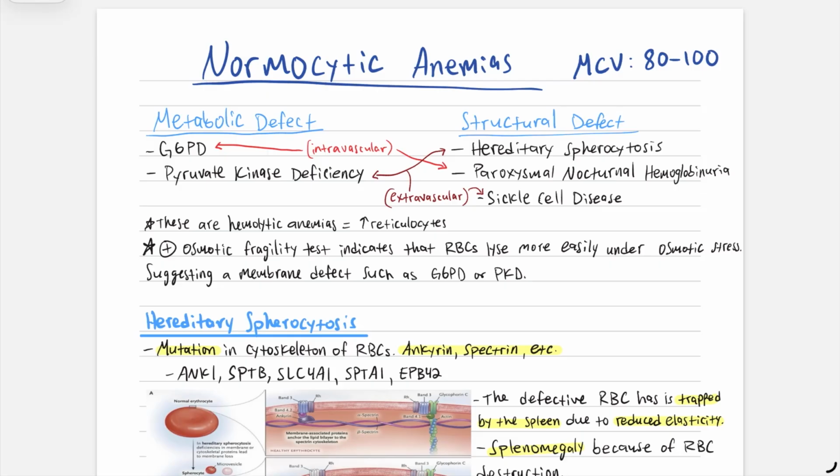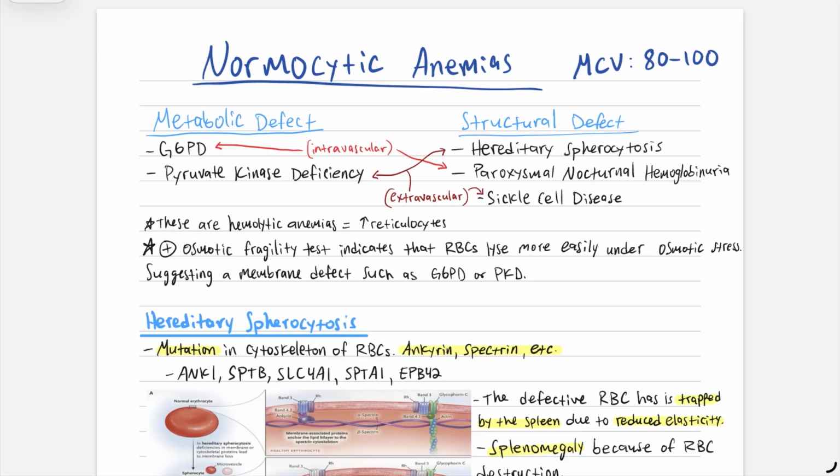And then I also labeled which ones are intravascular and which ones are extravascular. So intravascular meaning that the destruction of the red blood cell happens within the vessel, and extravascular meaning that the destruction of the red blood cell happens outside of the vessel. I want to start off this video talking first about the intravascular normocytic hemolytic anemias, which would be G6PD deficiency and Paroxysmal Nocturnal Hemoglobinuria.